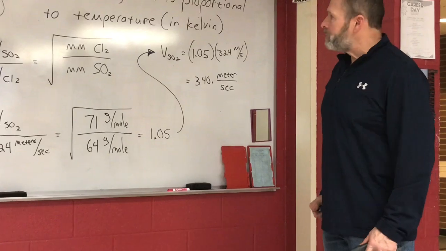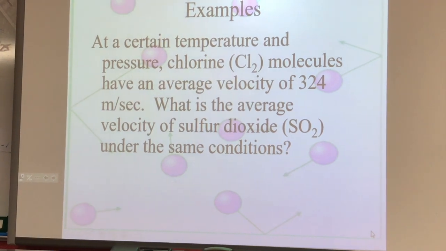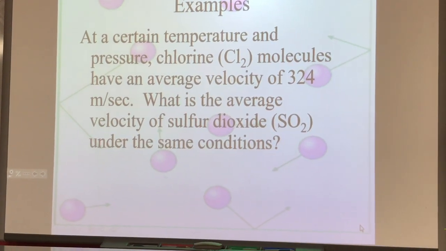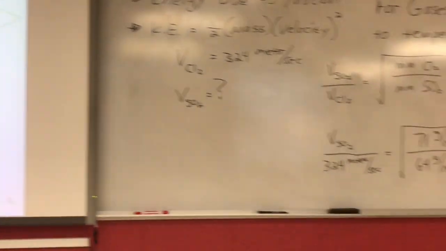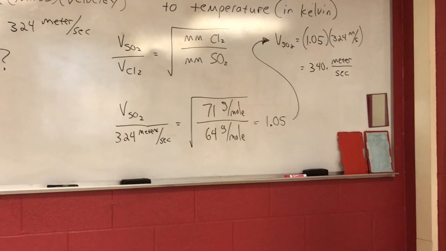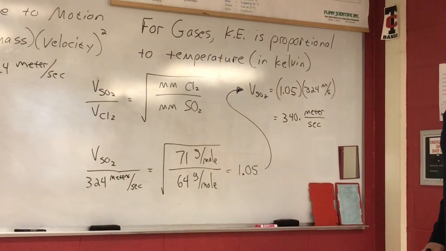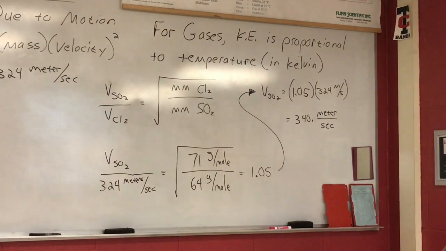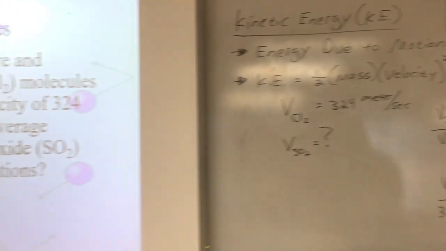Okay, back in the problem. The velocity of chlorine, the heavier gas, was 324. The velocity of sulfur dioxide, the lighter gas, is a little bit more. So lower molar mass means higher rate of diffusion. I agree. Okay, can you give us one more example? I think we have that, Mr. Warren.